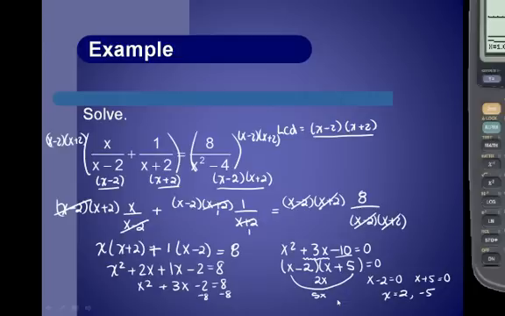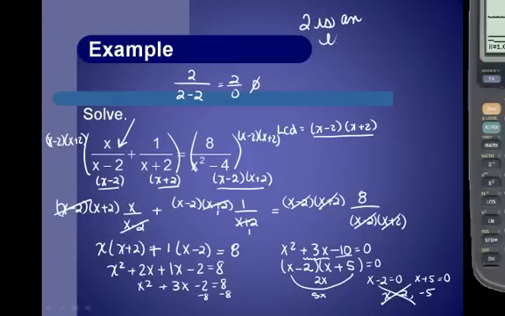Well, notice if we took 2 and plugged it back into the original equation, we would get 2 over 2 minus 2. Well, notice that would give us 2 over 0, which is undefined. So that means that 2 cannot be a solution because it makes the denominator 0. So we say that 2 is an extraneous solution. Okay, extraneous, think extra. It appears to be a solution, but it's really not. So our only solution would be x is equal to negative 5.